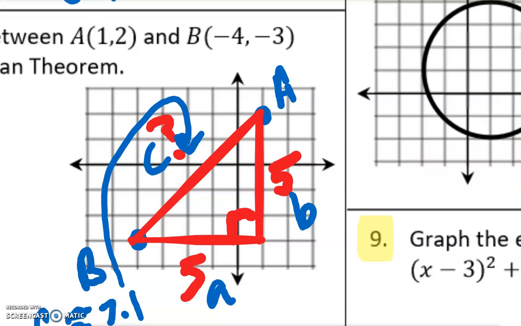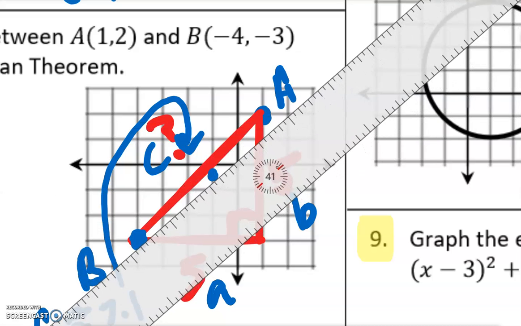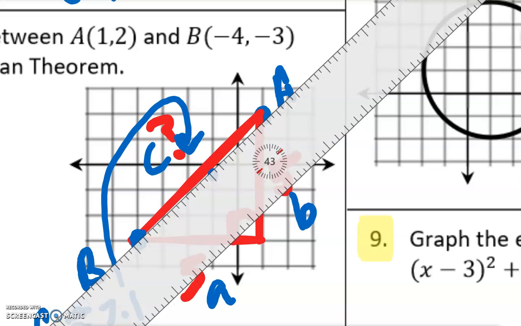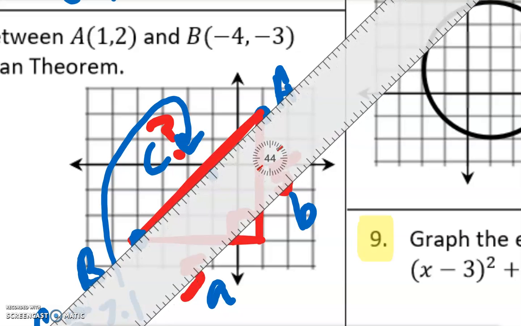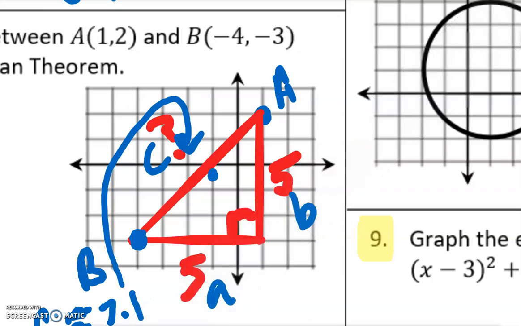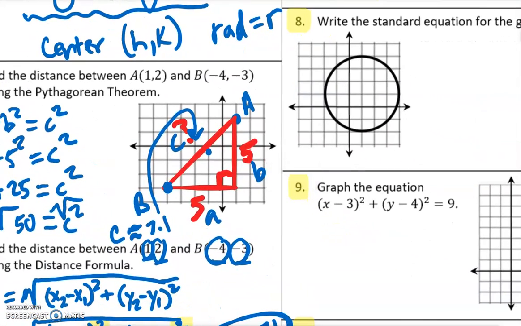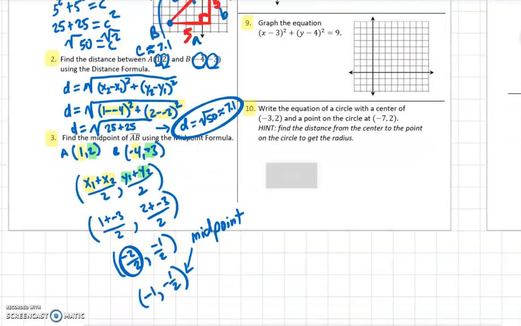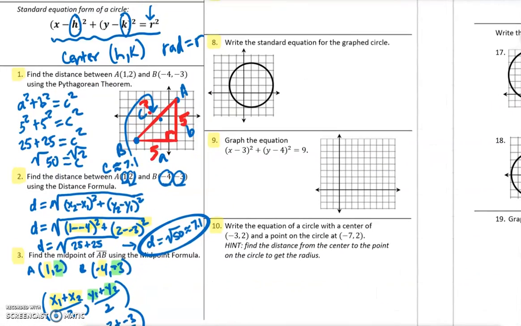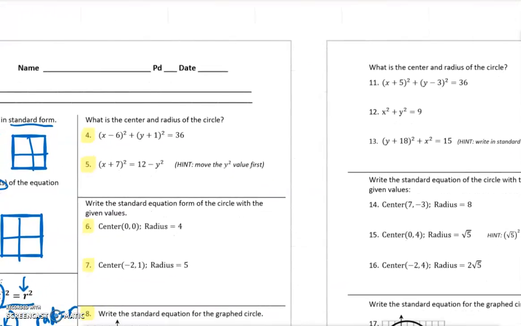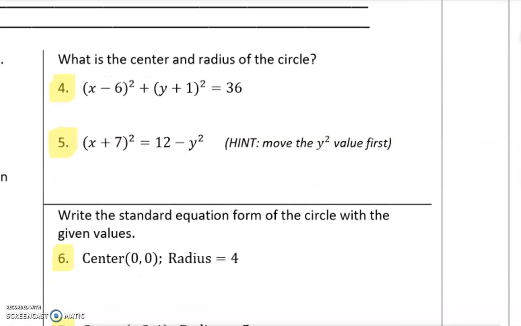If I go to negative 1.5, negative 1/2, it's like right, oops, not right there, sorry. It's going to be about right in there. And I'm a little bit off because my ruler is off, so it's not exactly perfect, but it should be right in there if I would have graphed it correctly. And that is the middle point between A and B. Okay, moving on to number 4 and number 5.